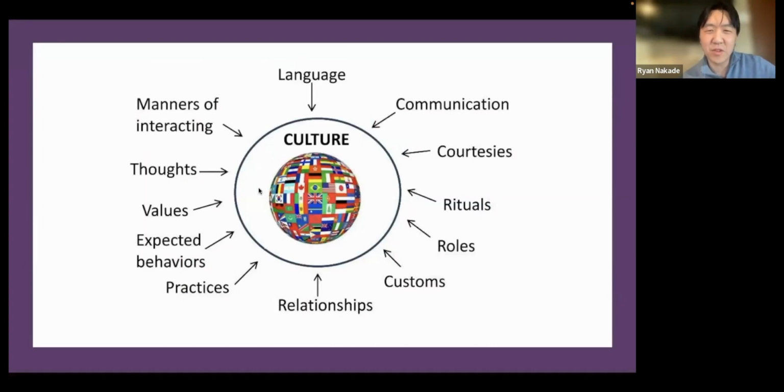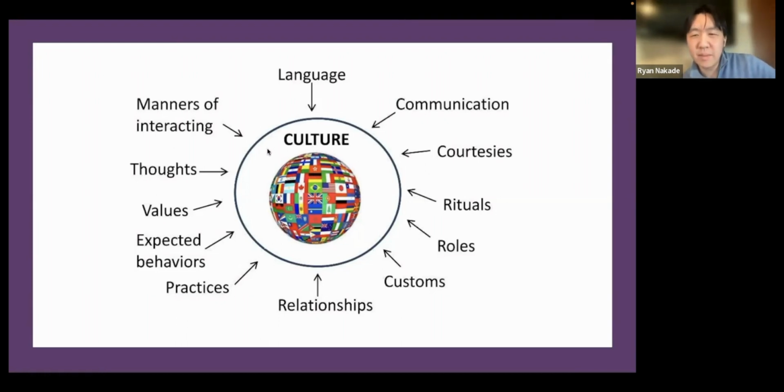Right? So I like this image. It shows culture is a real complex kind of constellation of all of these factors, right? There's languages that are unique to a particular culture, communication, the rituals, courtesies, roles, customs, relationships, practices, the expected behaviors, the values, thoughts of people, manners of interacting, and all of these kind of come together to make this thing called culture.